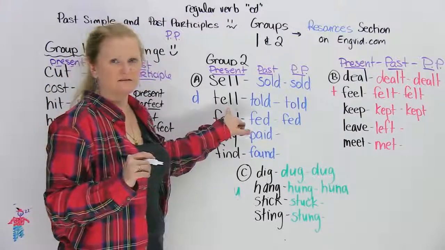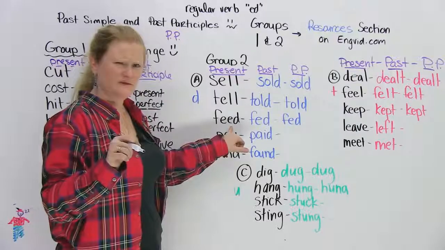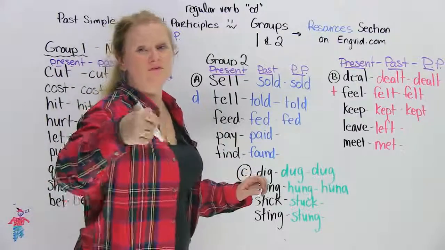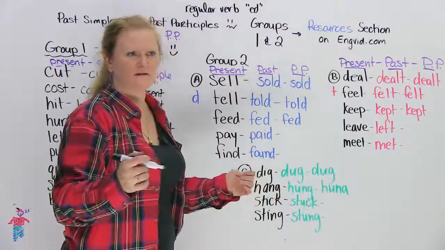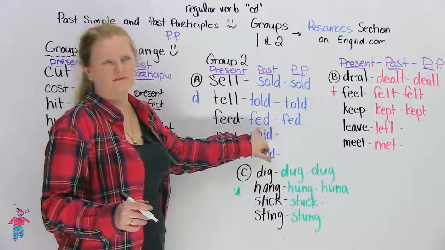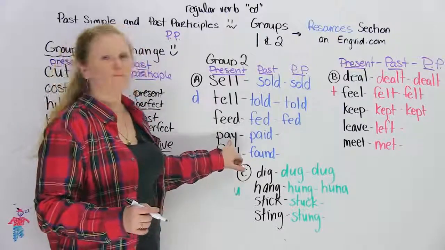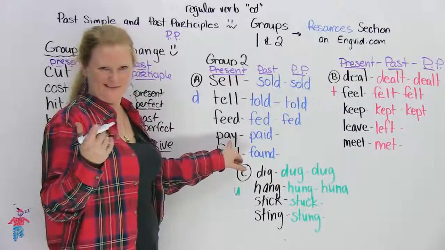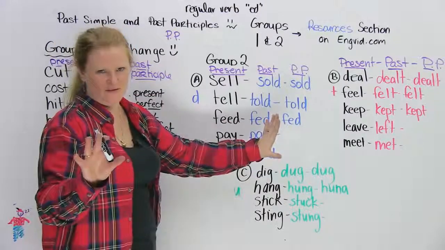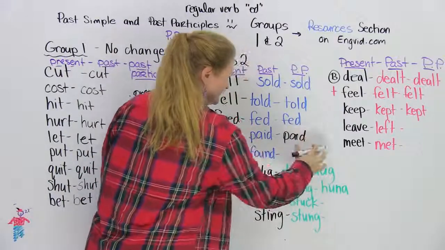We have tell, told, told, feed. Do you know what feed means? Feed means you give food to someone, like a dog or a baby, mostly those guys. So the past simple is fed, and the past participle is also fed. We have pay. You gotta give me money. We have the past paid. What do you think the past participle is? You guessed it. It is, again, paid, because these don't change.